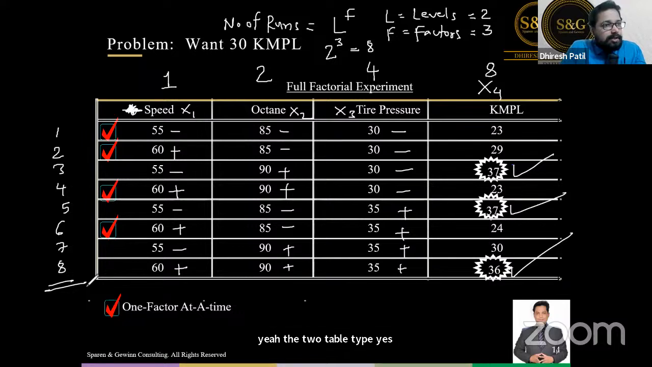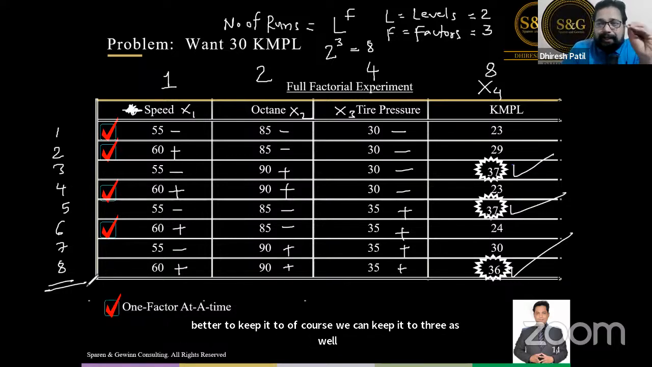Just type yes in the chat box. L raised to F. Now, if you have two levels with 4 factors, better we will keep it 2, because if we change the levels to 3 or 4, the number of experiments also will go up. So better to keep it 2. Of course, we can keep it to 3 as well, but as of now, let's understand and keep it to 2.